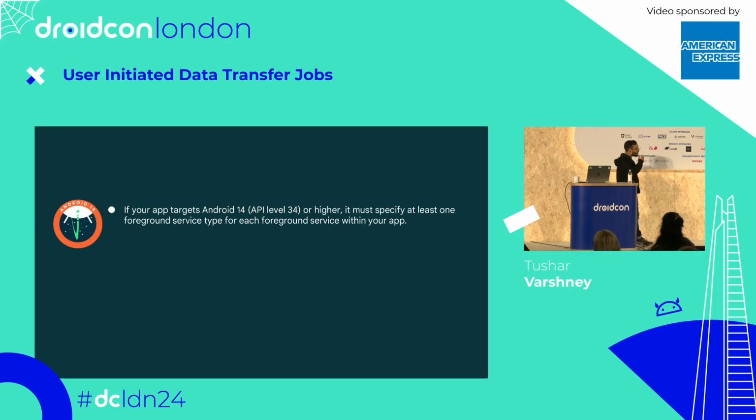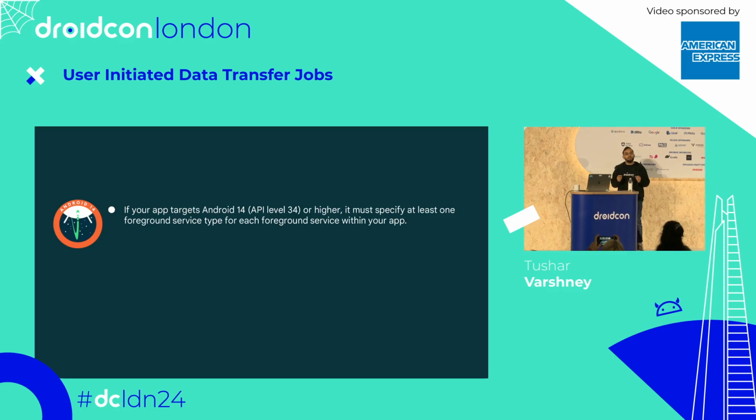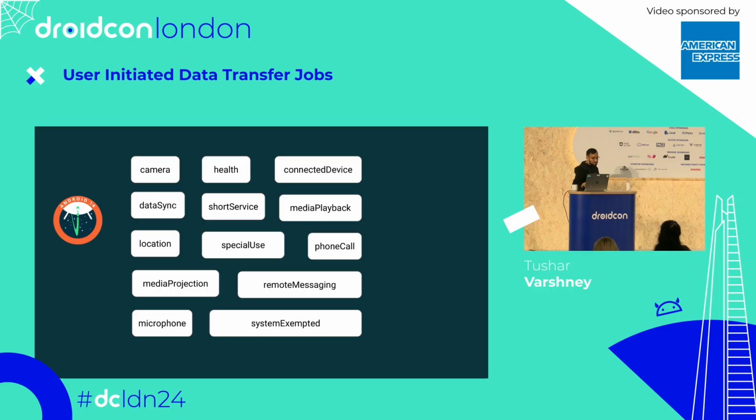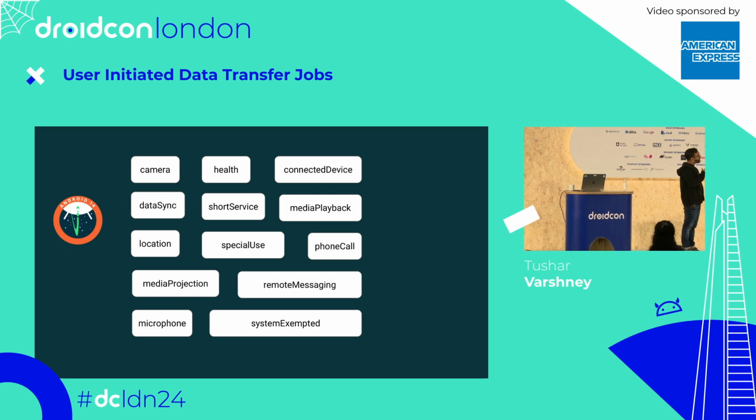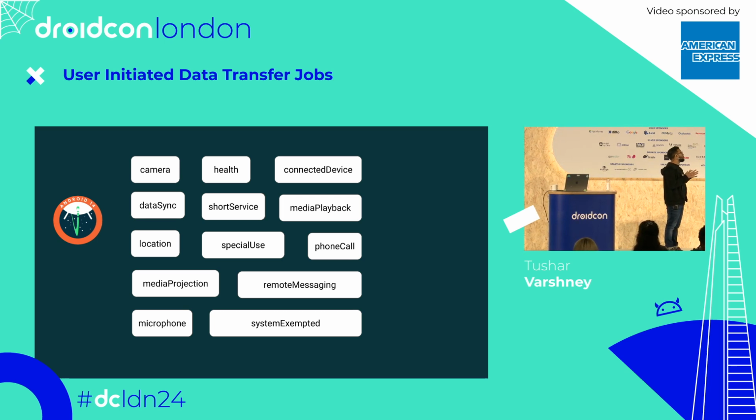Next, in Android 14, we got a new change: you have to categorize each piece of work you are doing in Android foreground services with a specific type. Based on the use case, you have to define it in the manifest, as well as mention the specific use case in the Play Store. Some of the types were camera, health, connected device, data sync, and short service. Basically, all your foreground service work needs to fit into one of these types. This was a big change which came in Android 14.